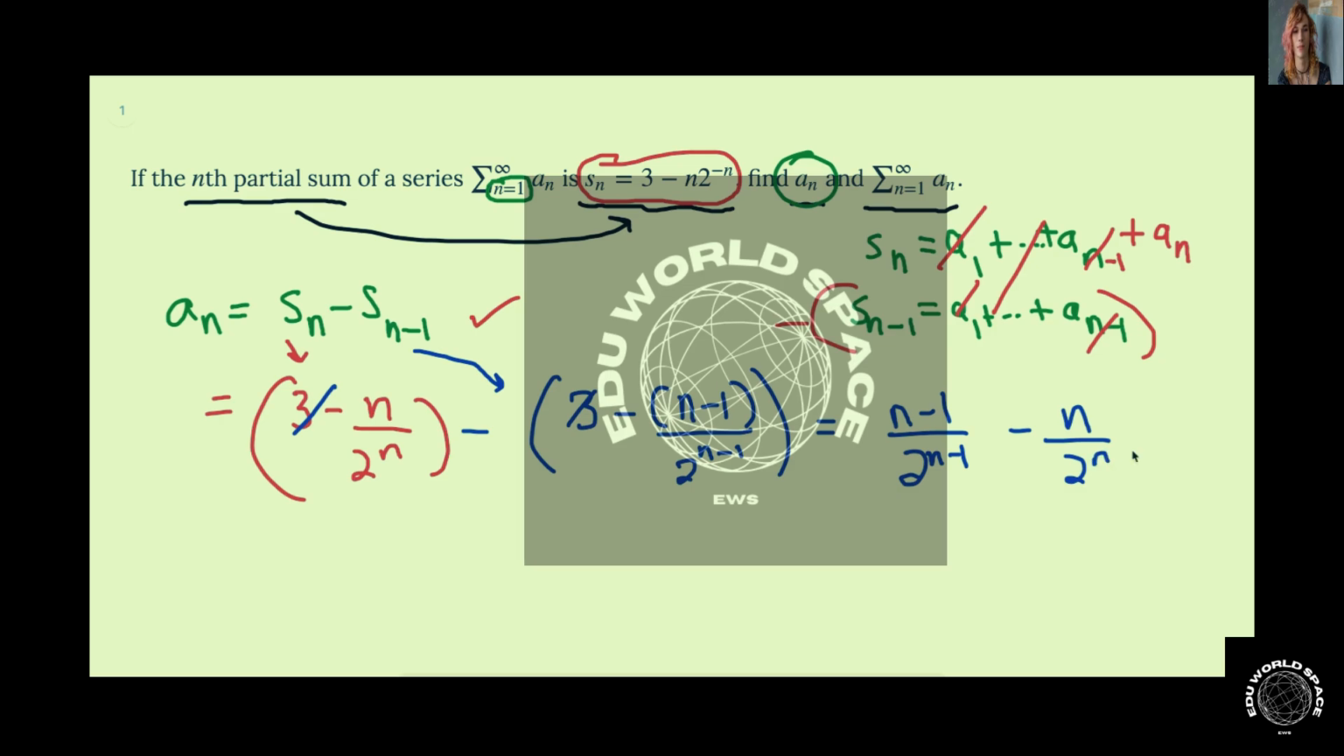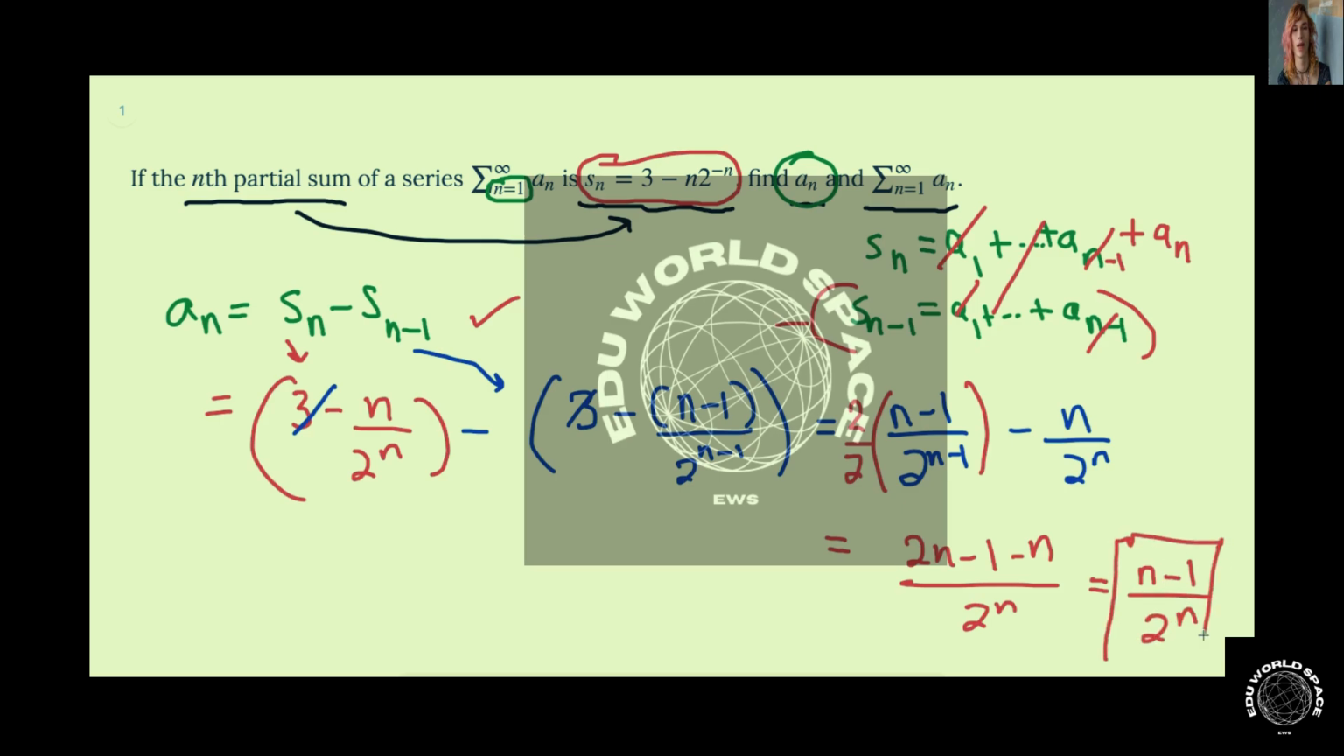If you really want a common denominator there, you can multiply top and bottom of this left term by 2. Then you have (2 times (n minus 1) minus n) over 2 to the n, so n minus 1 over 2 to the n. So finally, all that work was to find the formula for a_n. That's the first part of this question. So a_n is equal to n minus 1 divided by 2 to the nth power.